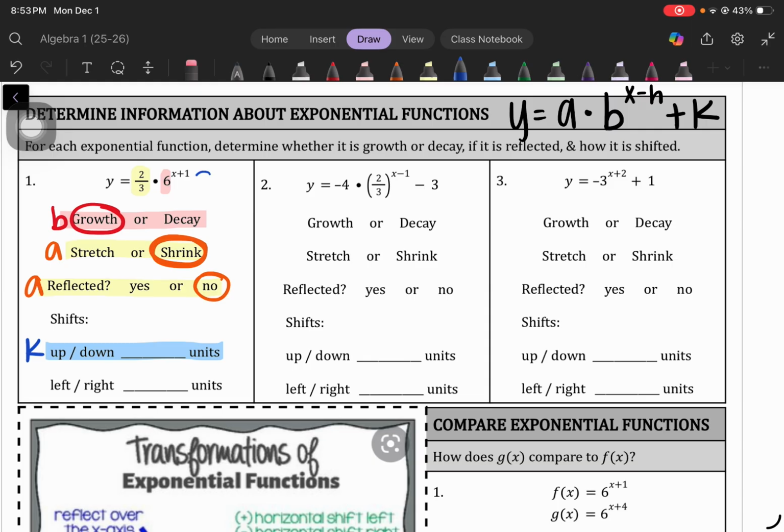Now, notice that the k would be here. Because there is no k here, we do not have an up and down shift. So we can cross that out because we don't have it. So we don't need to see it. But what we do have is an h.